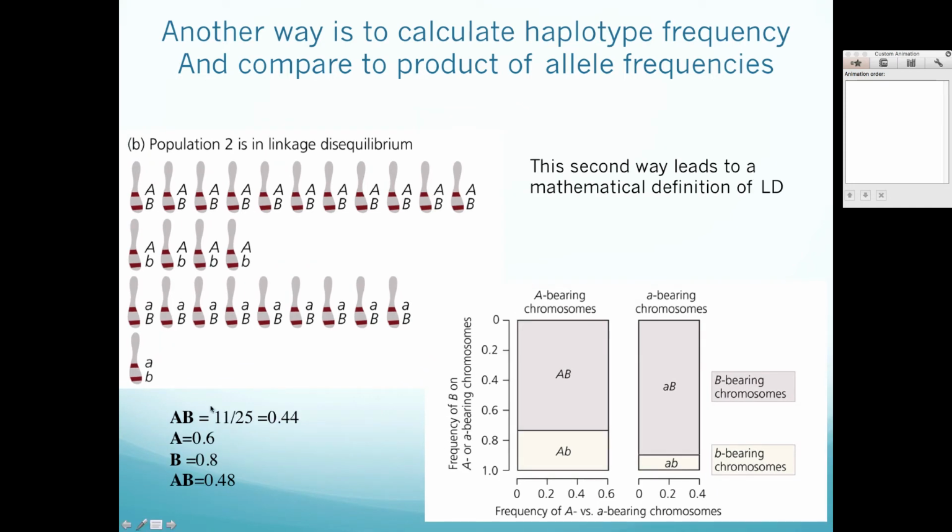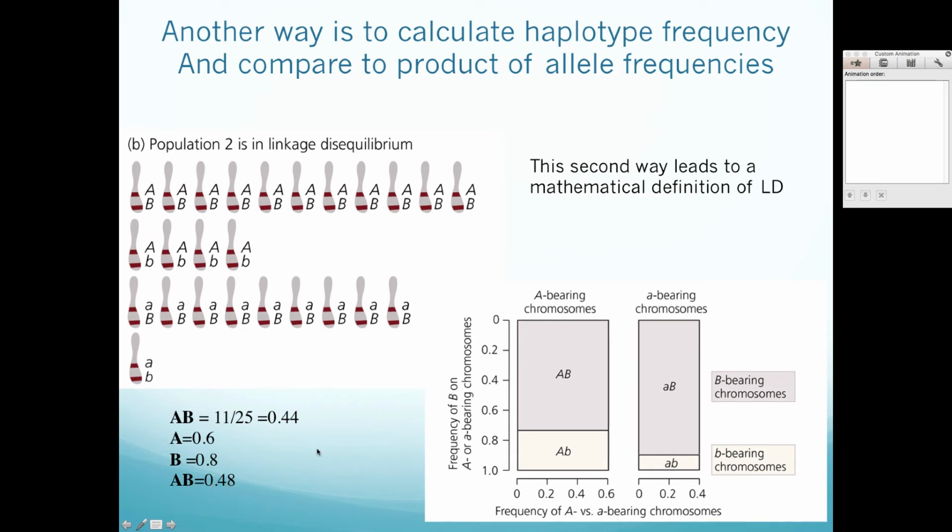We can do the same calculation for a population that's in linkage disequilibrium, and we find the proportion of haplotypes that have big A, big B to be 11 out of 25, 0.44, but the allele frequencies of big A and big B are 0.6 and 0.8.